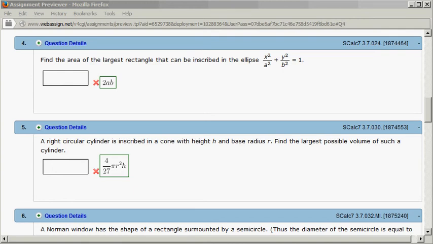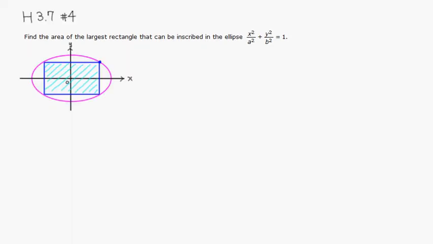Okay, let's look at homework 3.7, problem number 4. So we want to find the area of the largest rectangle inscribed in the ellipse x squared over a squared plus y squared over b squared equals 1. Right? So let's do that. I already drew a picture.